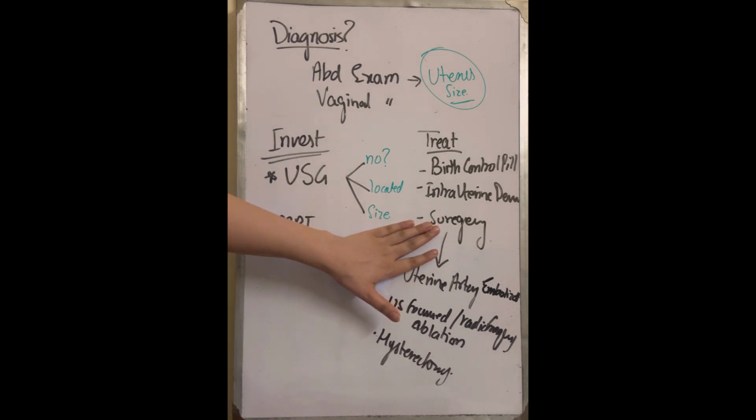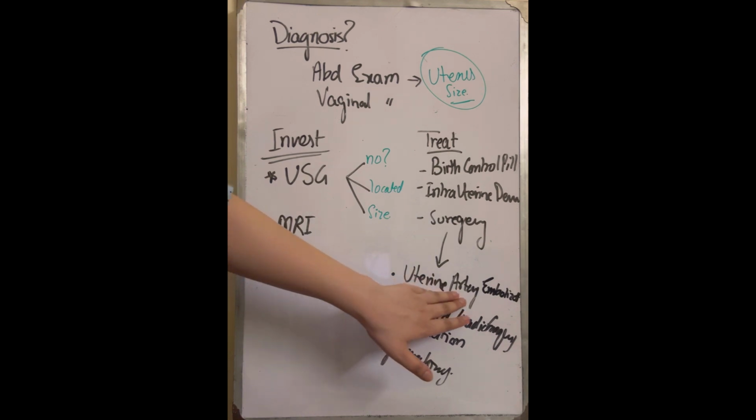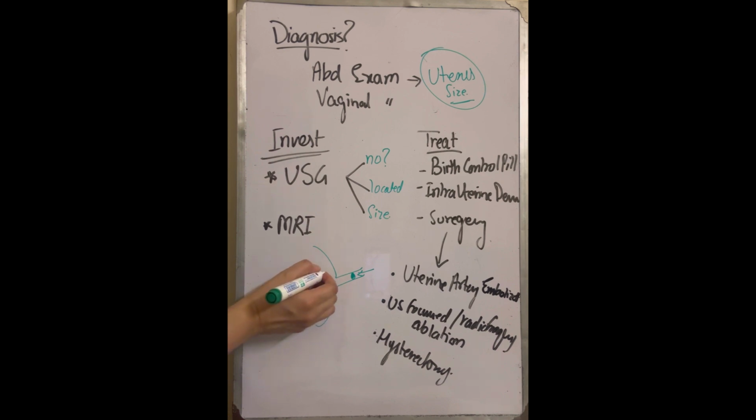Now, what are the surgeries that are involved in the removal of the fibroids? Uterine artery embolization, basically an artery that is supplying the uterine wall. If you embolize it, if you block the blood supply that this artery is supplying towards this wall, obviously the fibroid will also shrink and it will shed. It will shrink. So this is known as uterine artery embolization.